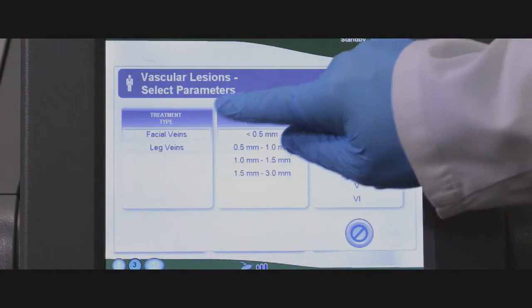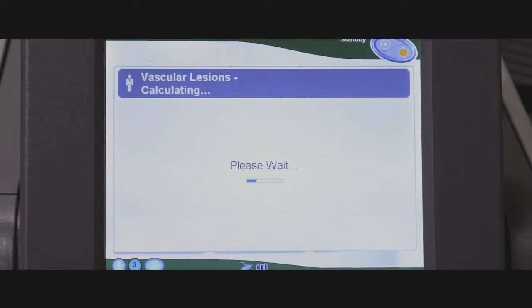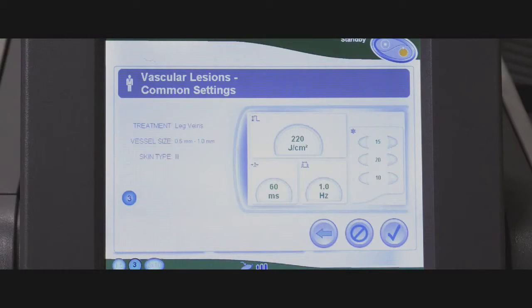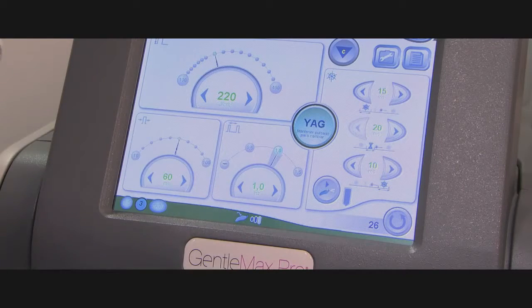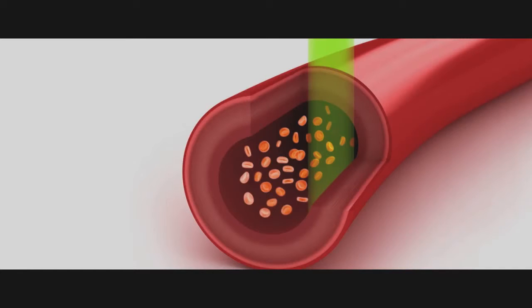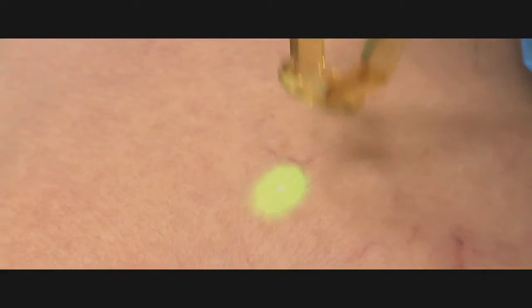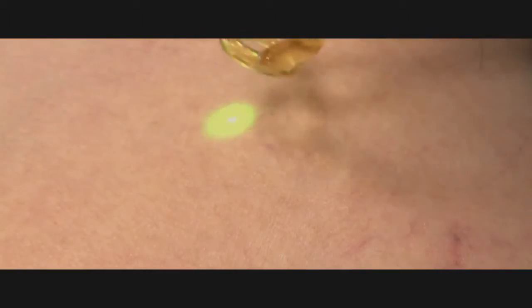Here we will demonstrate the 1064 nanometer wavelength on leg veins. Leg veins of up to 3 millimeters can be treated. The principal chromophores are oxyhemoglobin and deoxyhemoglobin in the red blood cells. These chromophores are targeted, resulting in the heating of the red blood cells. The heat subsequently diffuses to the vessel wall, and the vessel wall is damaged and collapses upon itself. The vessel is reabsorbed by the body over the course of the next several weeks to months.